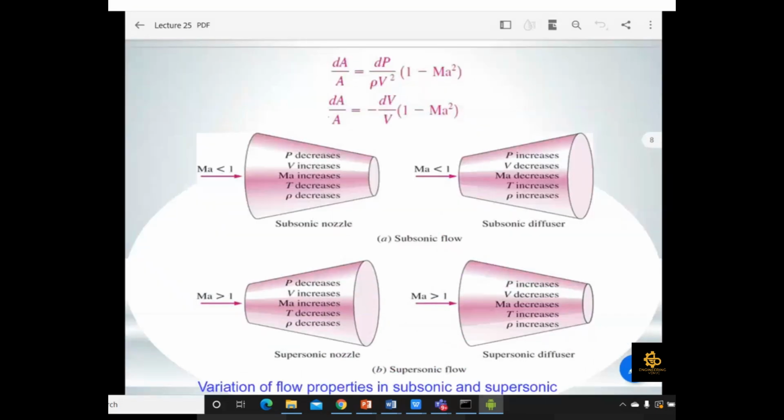So this is just a summary of all these things which I already discussed. For the case of the nozzle and the diffuser in subsonic flow, how your different parameters increase or decrease, and you can correlate with the two equations. Similarly, in the case of supersonic flow, you can also figure out how your pressure and all the parameters increase or decrease when there is a change in geometry from diffuser to nozzle or nozzle to diffuser.